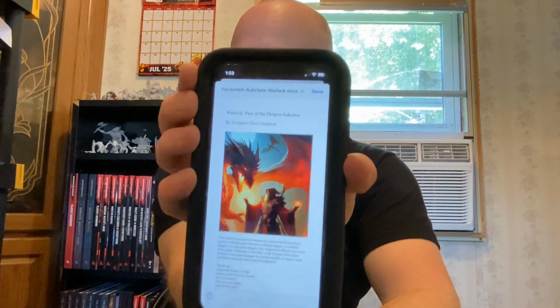Alright, this week it's time to get into a good old subclass. So, pretty much got it right here on my fancy dancy iPhone and everything. This one is the Warlock Pact of the Dragon subclass. It's a Warlock subclass by Dungeon Dan Craddock.